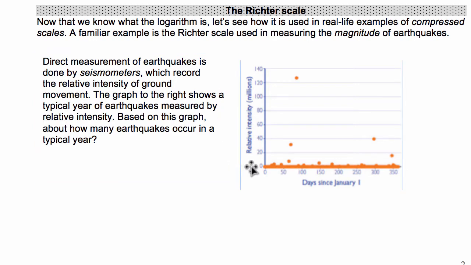Based on this graph, about how many earthquakes occur in a typical year? Each dot represents an earthquake, so we could try to count the dots. 1, 2, 3, 4, 5, and I could see that there are some very close to the x-axis. I might guess that there are about 20 or so earthquakes in a year.